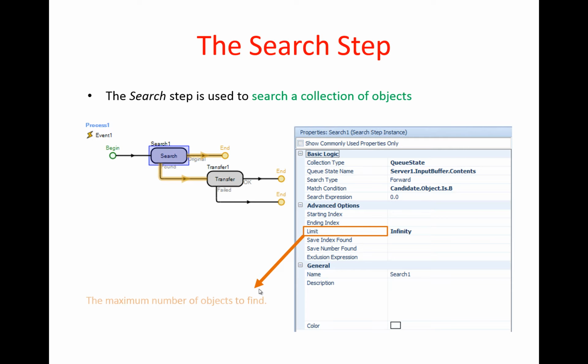And finally, we have the limit property that determines the maximum number of objects to find by the search step. And in this case, since we don't know ahead of time how many entities of type B we're going to have in our queue when we hit the button, we set the limit to infinity. Now that we know the basic components of a search step, let's go ahead and implement it in our model, but we will come back and talk about some of these properties, such as the queueState or the match condition expression, later in the video.